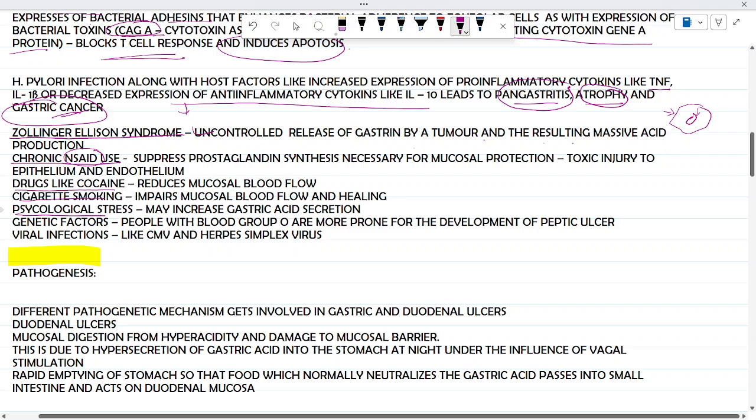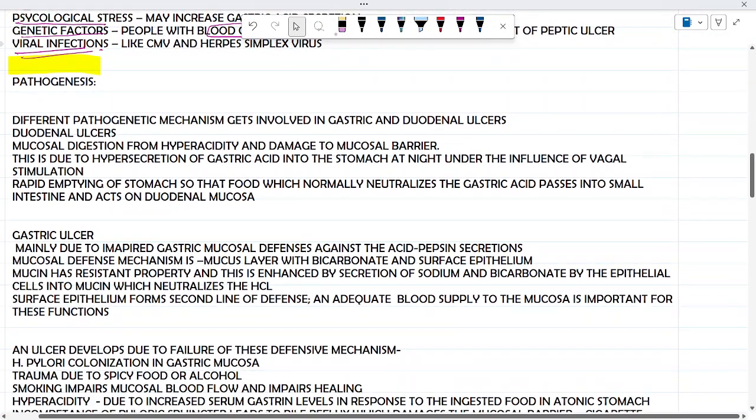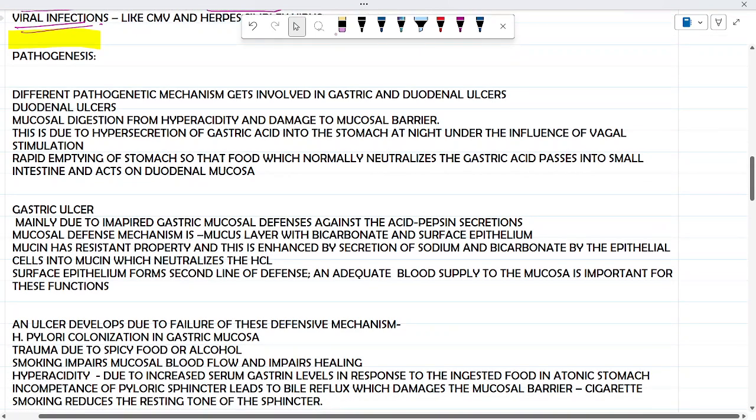Stress, again, is a common factor which increases gastric acid secretion, and then genetic factors. People with blood group O are more prone to the development of peptic ulcer. Now, this is based on data. And certain viral infections like cytomegalovirus and herpes simplex virus have been described as an etiological factor for the development of peptic ulcer.